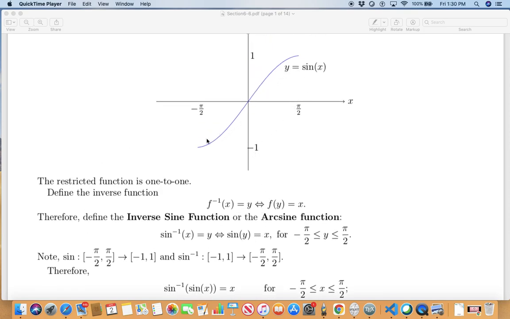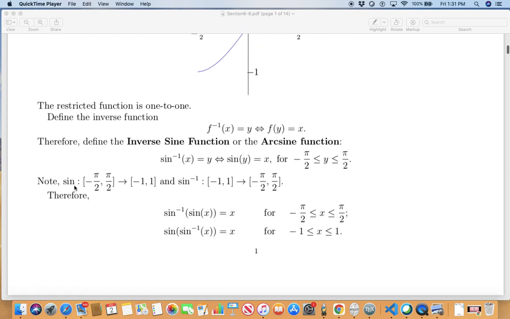Notice the sine function has domain negative pi over 2 to pi over 2, and range -1 to 1. So sine maps the closed interval negative pi over 2 to pi over 2 onto -1 to 1. Therefore, sine inverse goes from -1 to 1 onto negative pi over 2 to pi over 2. So you see the domain of sine inverse is -1 to 1.